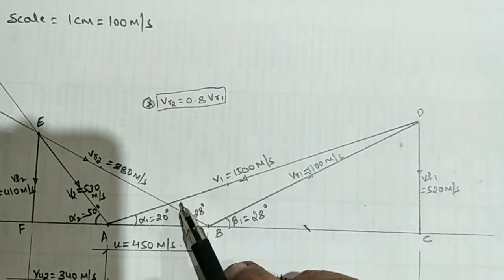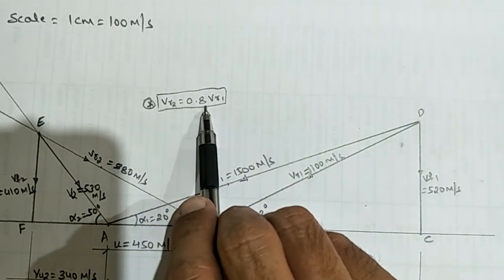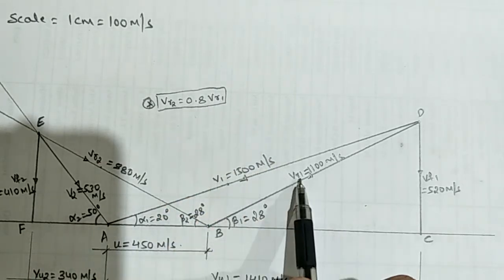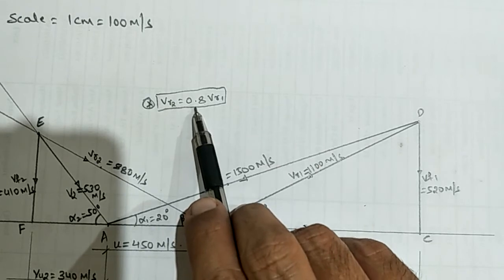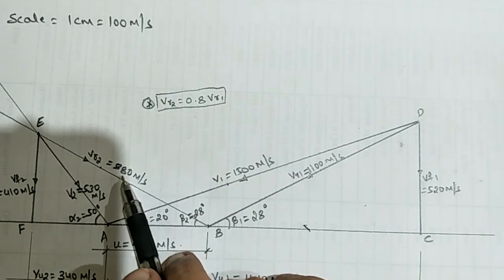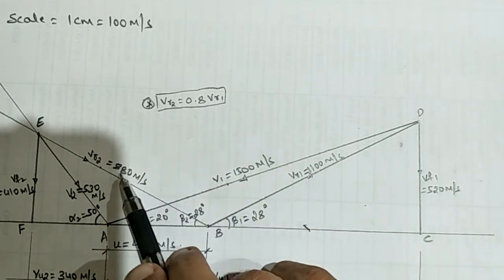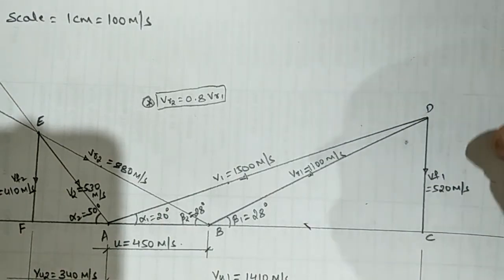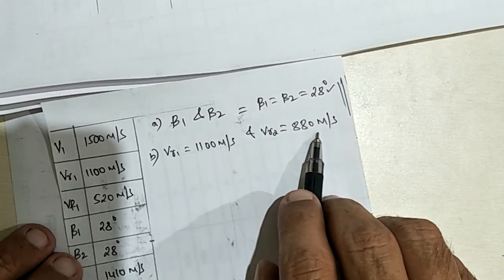Now similarly we need to calculate VR2. There is one condition given, and this is a very important part: VR2 is equal to 0.8 times VR1. Since this condition is given, we have to multiply VR1 by 0.8 to get the value of VR2. Multiply 11 centimeters by 0.8, you will get 8.8 centimeters, or multiply 1100 by 0.8, you will get 880 meters per second. So this is how we calculate VR1 and VR2. This is the B bit.